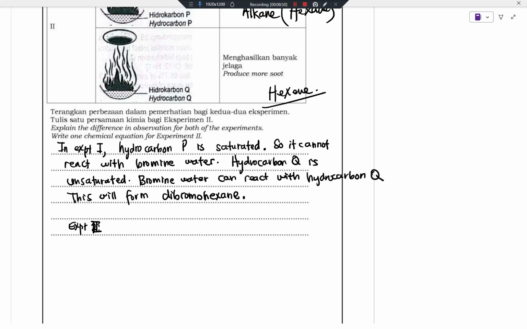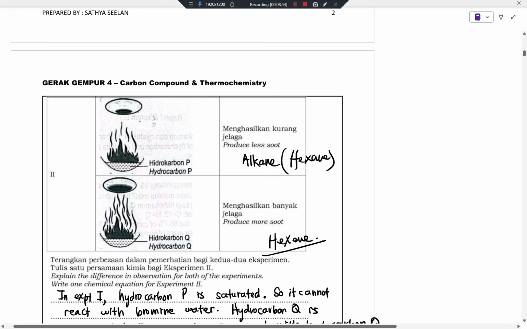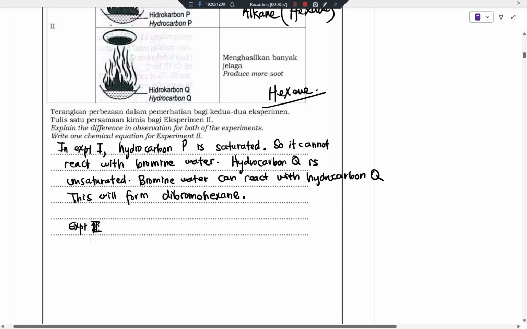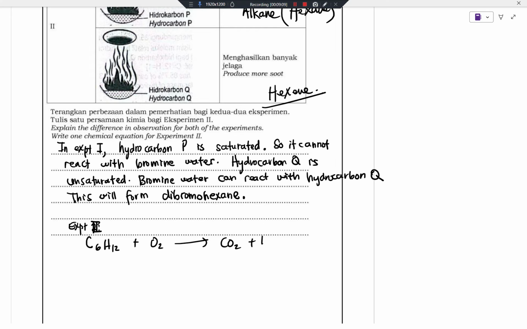Okay, write one chemical equation for which one? Produce more soot, produce less soot. They never tell for P or Q, right? So I write both, or I think you can write any one of it. So C6H12 plus oxygen gets you carbon dioxide plus water. So C6 put 6, H12 you put 6, oxygen 6, and oxygen here is 12, 18, 18 divided to 9. For example, I do for the hydrocarbon Q.